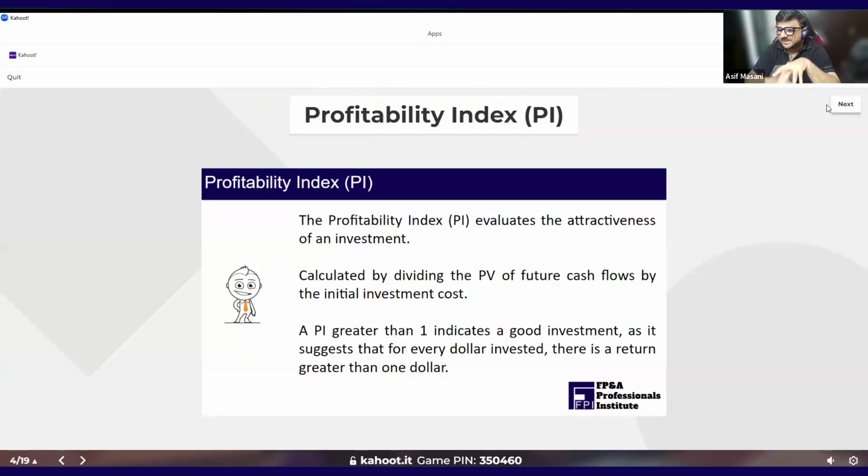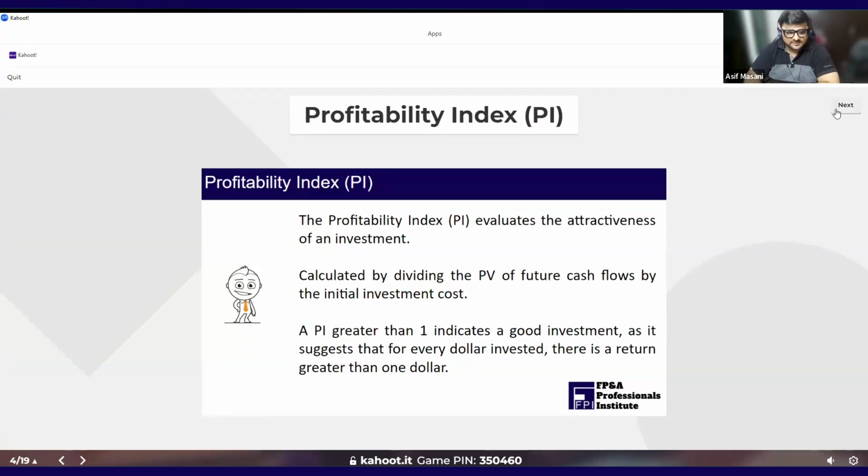Profitability index, or PI, is calculated by dividing the present values of future cash flows by the initial investment. So it's a ratio of your present value of future cash flows divided by the initial cost of investment. That's how you are comparing the two using that ratio. A profitability index greater than 1 usually indicates it's a good investment, and it suggests that for every dollar invested, there is a return greater than $1. So that is what the profitability index does.